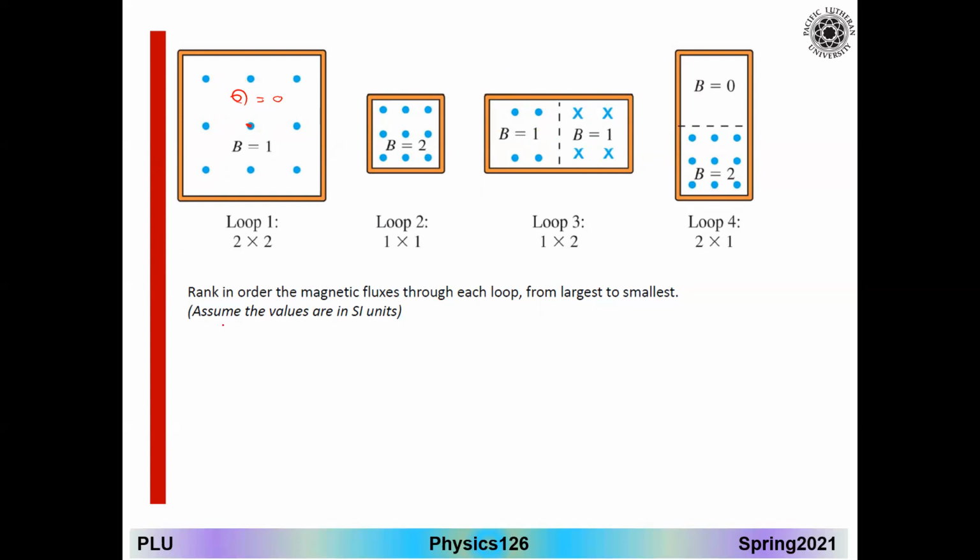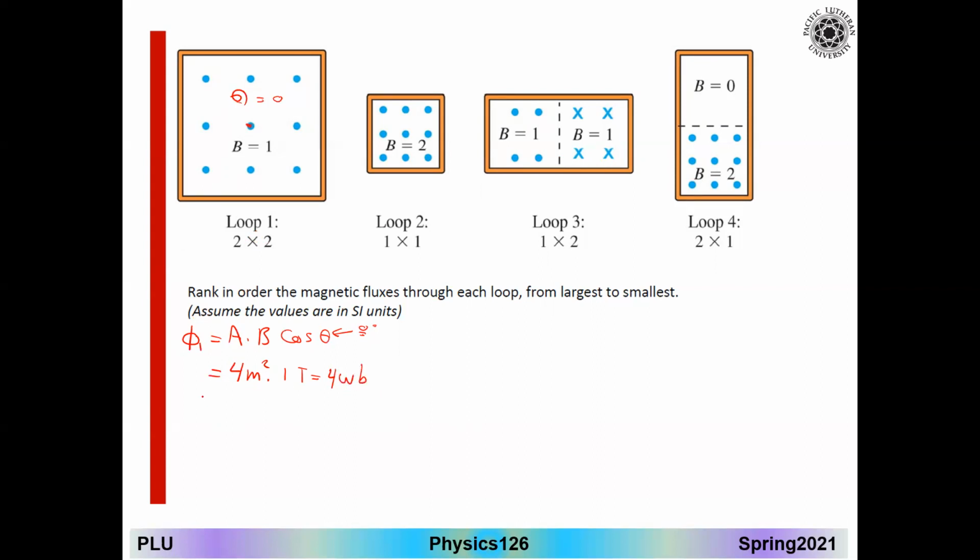So let's go to phi 1, the magnetic flux for loop number 1, which is basically A times B times cosine theta, where this time theta is 0. Cosine 0 is 1, so we can forget it. It's just the area times the magnetic field. The area for the first one is 2 times 2, which is 4 meters squared, times 1 Tesla. So I have 4 Weber.